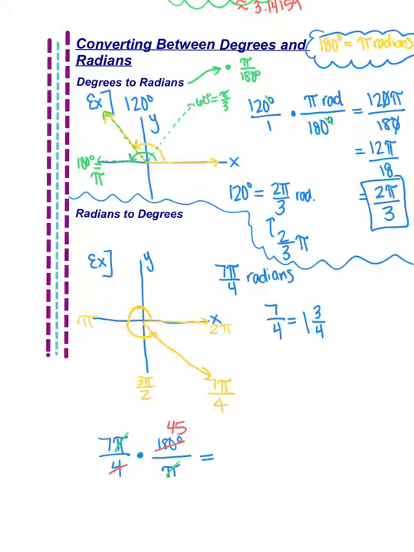And my degrees, obviously, are not canceling, just the 180. So this turns into a 1. So now I'm just left with 7 times 45, which is, let's see, 315 degrees. So 7 pi over 4 is equal to 315 degrees. And think about what this actually is saying.